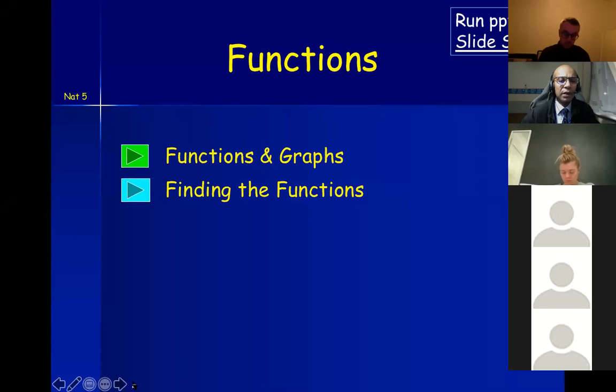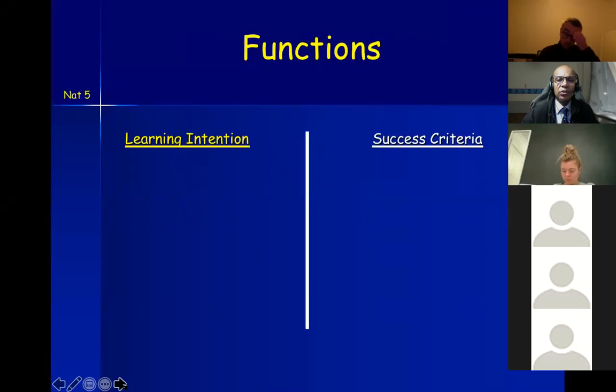Okay, so functions, I'm not going to go through the starters.